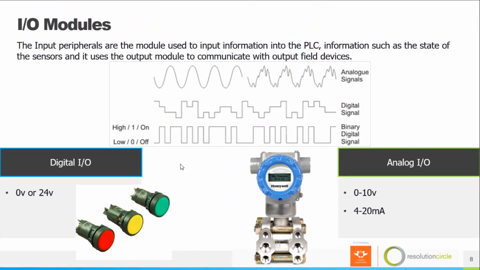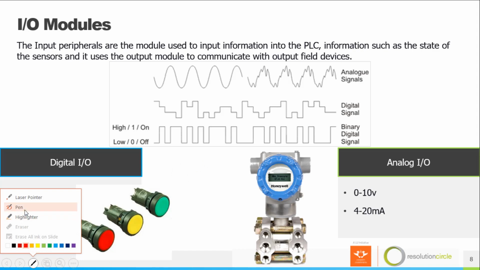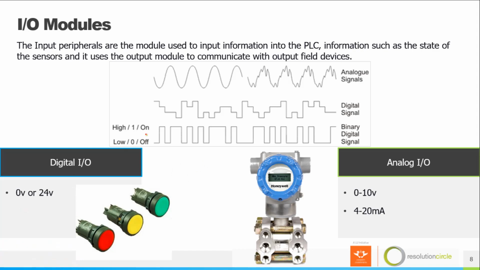Let me speak about I/O modules. The input peripherals are the modules used to input information into the PLC, information such as the state of the sensors, and it uses the output module to communicate with output field devices. Well, we have two types of signals. We have analog signal and we have digital signal.